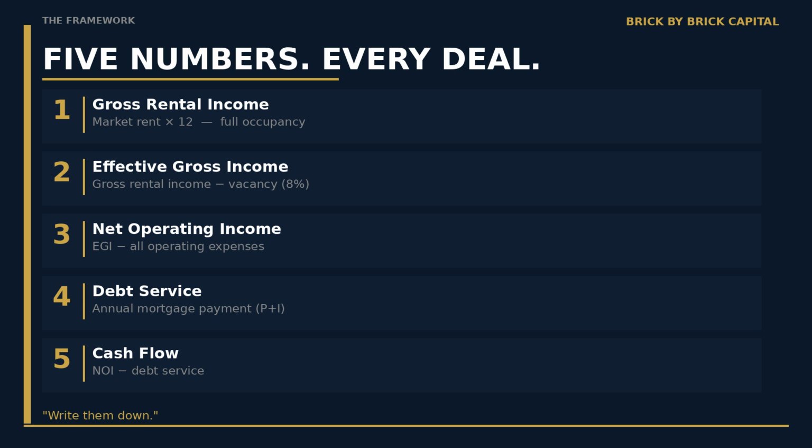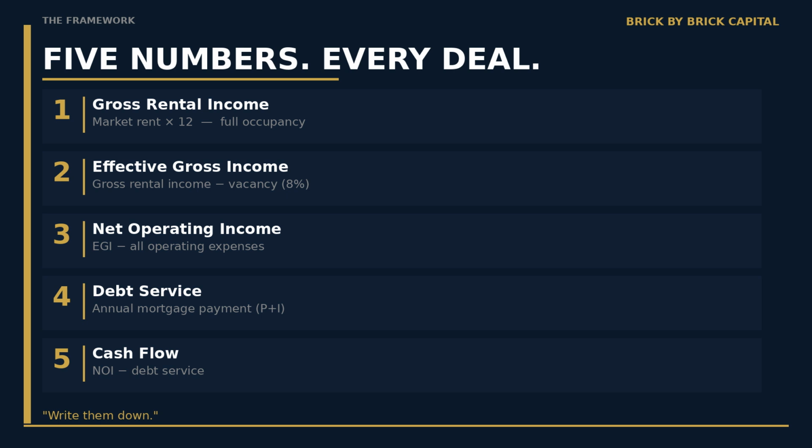Number 1, gross rental income. This is the total rent the property could generate if every unit were occupied every month of the year. Not what it's generating now, not what the seller says it generates. What it would generate at full occupancy based on current market rents. You get this from Zillow Rent, Zestimate, Rentometer, or by calling a local property manager and asking what similar units are renting for. You use market rents, not the lease that's already in place.